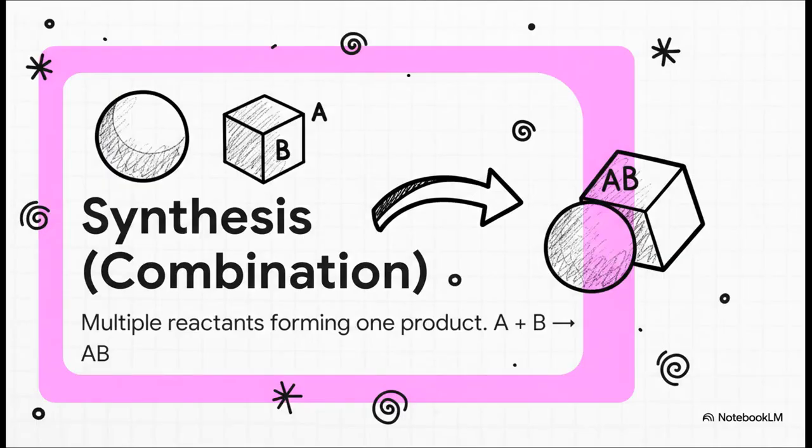First up, we've got synthesis. This is the getting together story. It's a classic romance plot. You start with 2 or more simple things, let's call them A and B, and they combine to form one more complex thing, AB. Simple as that.